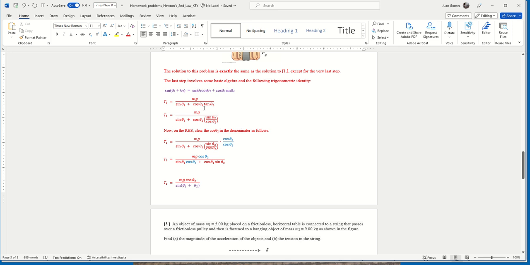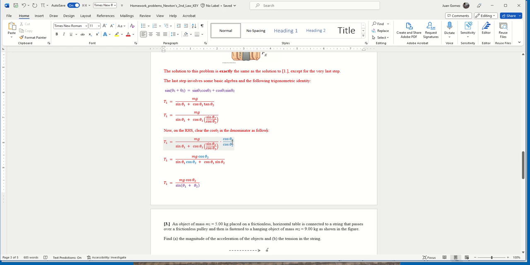In the next step, what is tan theta 2? Tan theta 2 is sine theta 2 divided by cosine theta 2. Nothing complicated. So I'm replacing tan theta 2 with sine over cosine. Now, on the right-hand side, I need to clear that cosine theta 2 term in the denominator. How do I do that? On the right-hand side, I simply multiply top and bottom by cosine theta 2.